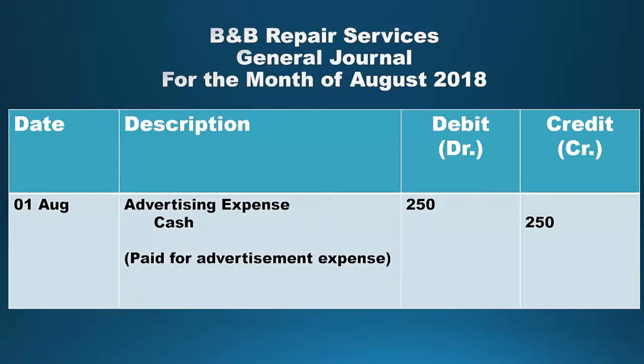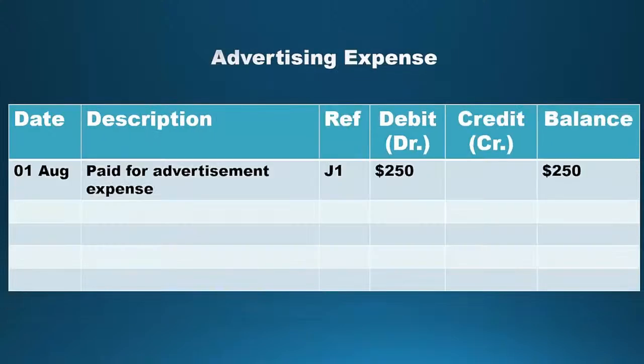Posting to the advertising expense ledger. 1. Date, write the date of the transaction, August 1. 2. Narrative, add the narrative, paid for advertisement expense. This explains what happened. 3. Reference, include the journal reference. J1, meaning this transaction came from the first page of the journal. 4. Amount. Enter the amount $250 in the debit column because expenses increase on the debit side.